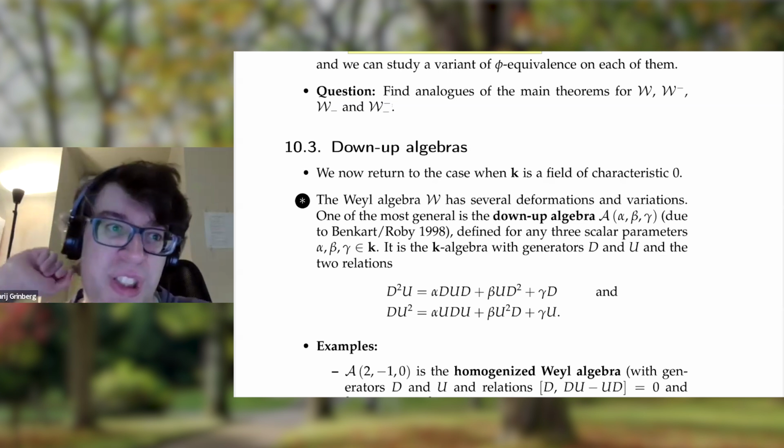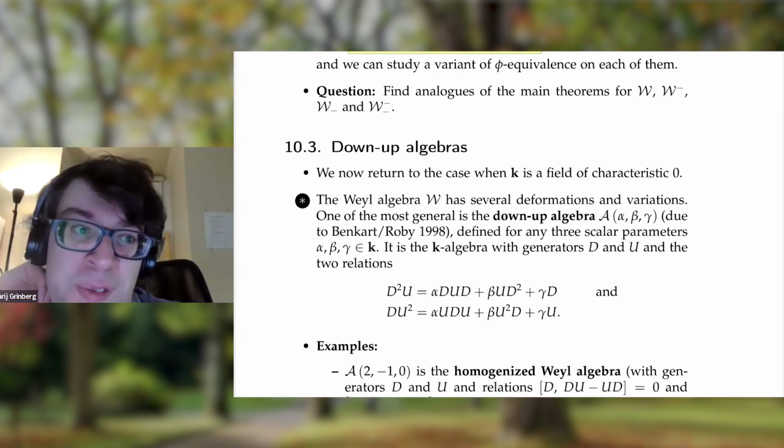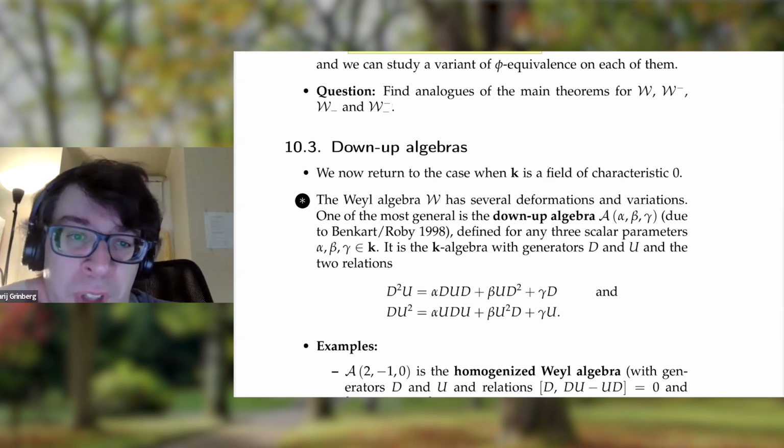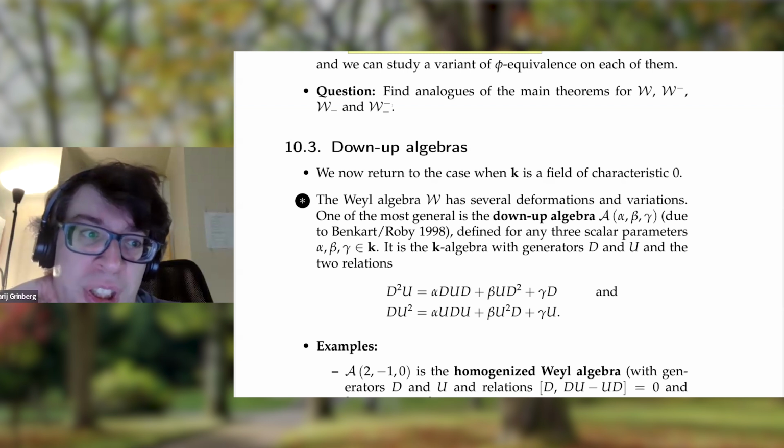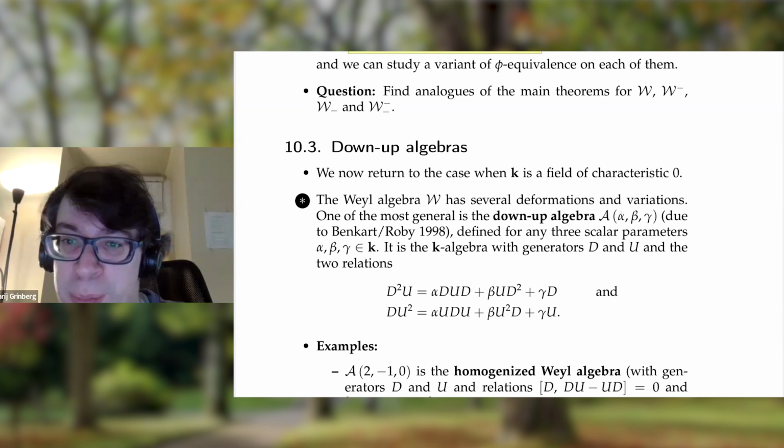But there are also many algebras that are sort of deformed versions of, or generalized versions of the Weyl algebra. And one of them is called the down-up algebra. It's in fact a whole family of algebras given by three parameters, alpha, beta, and gamma.